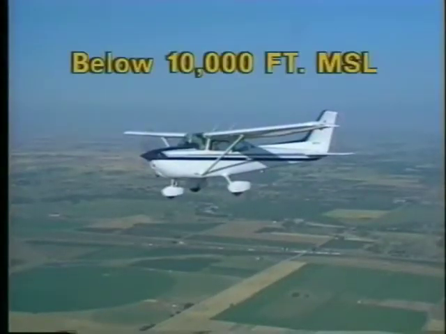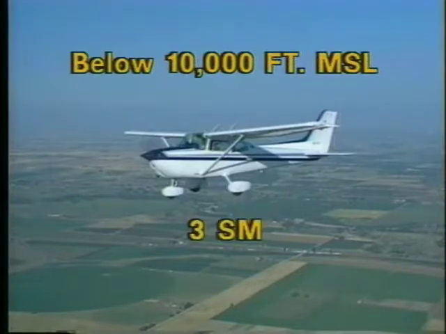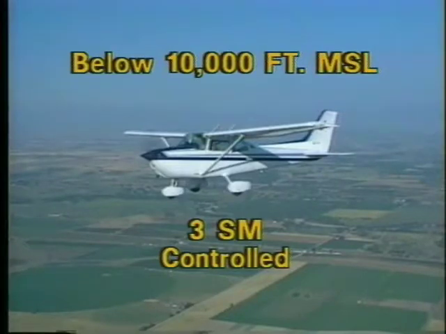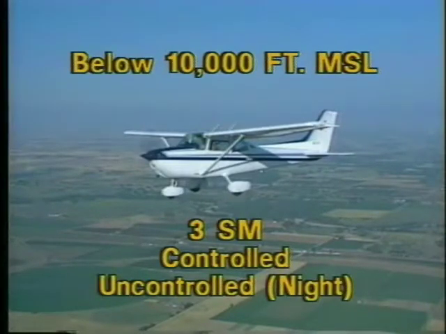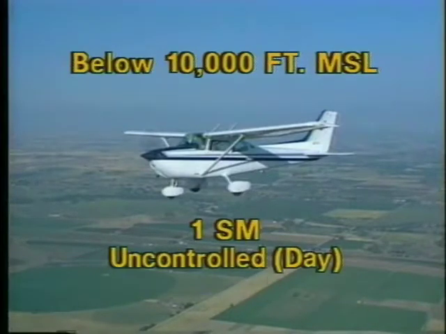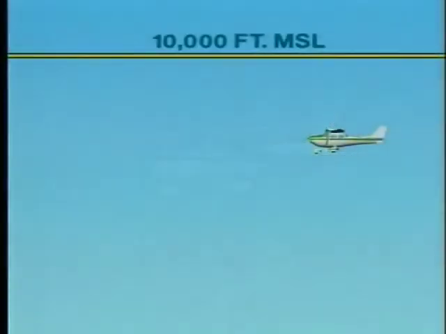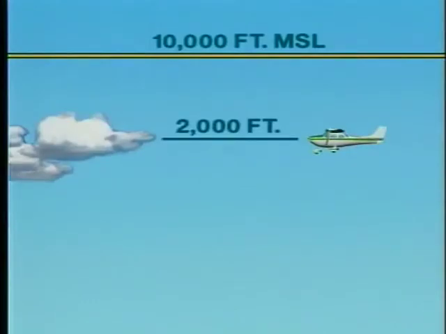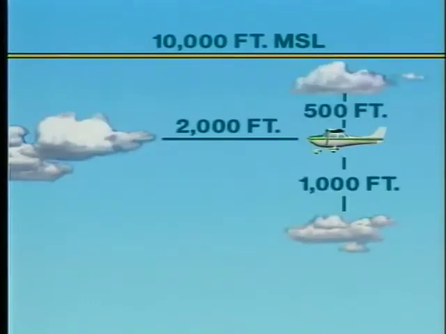When you're below 10,000 feet MSL, but more than 1,200 feet AGL, VFR minimums require you to maintain a minimum flight visibility of 3 statute miles in controlled airspace. This also applies to uncontrolled airspace at night. During the day in uncontrolled airspace, the visibility lowers to 1 statute mile. You must also maintain 2,000 feet horizontal separation and remain 500 feet below and 1,000 feet above any clouds.